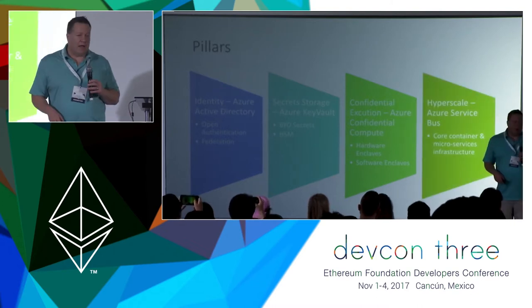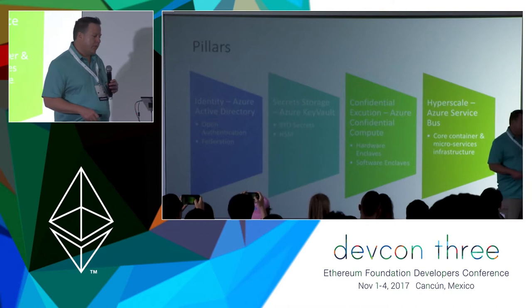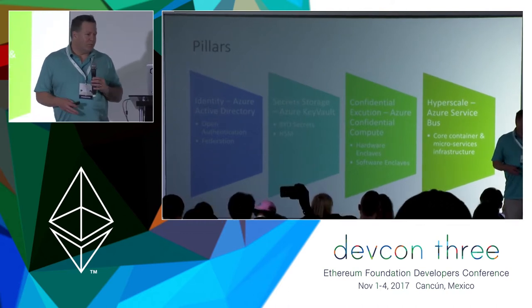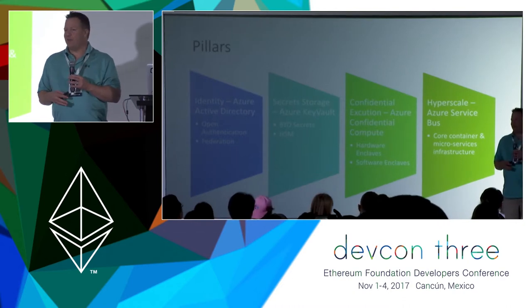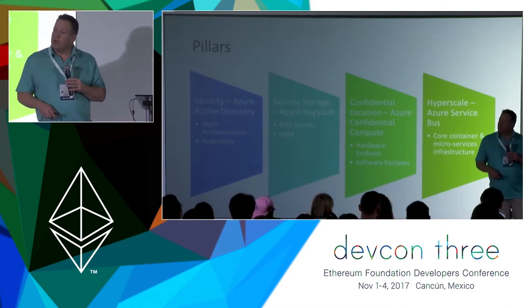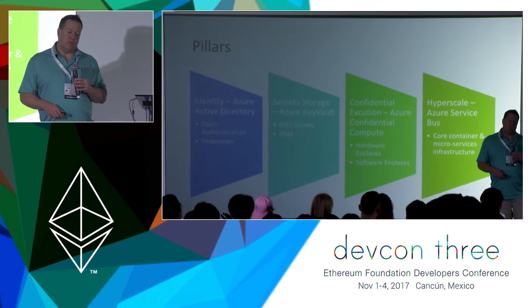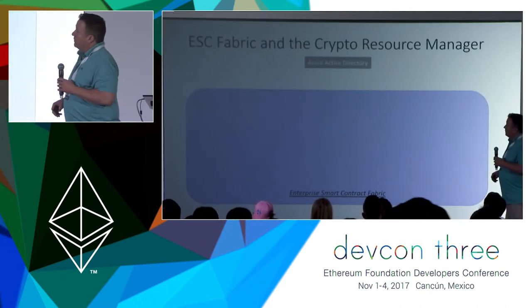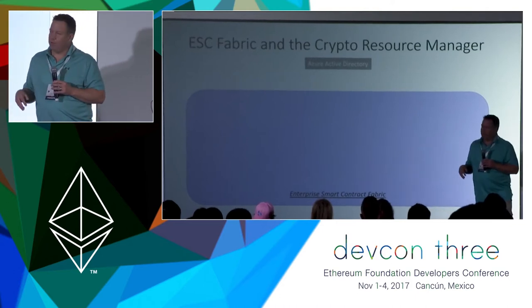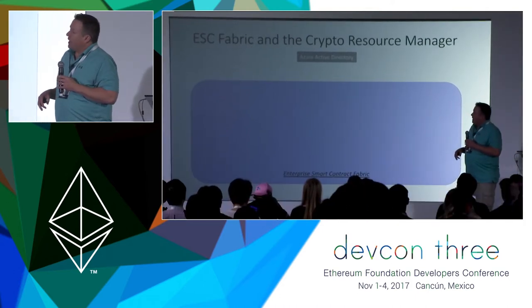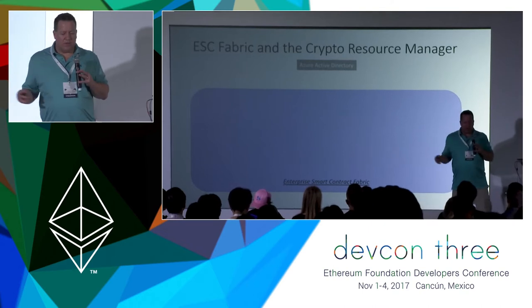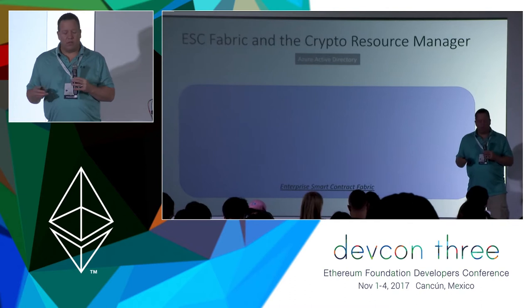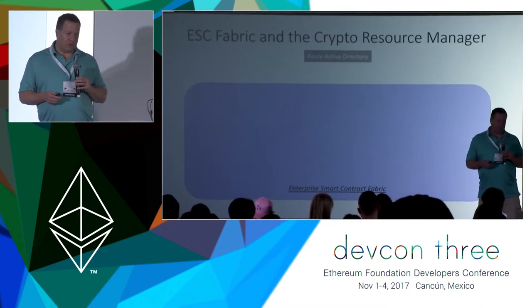And then lastly, hyperscale. So we have a platform that was developed called Service Fabric that runs things like Xbox Live. So we have this massively scalable platform that we can build upon. So let's describe what this does. ESC is the acronym we're using, so Enterprise Smart Contracts. Essentially, under the covers, we call it the ESC framework running the ESC fabric that has some core infrastructure capabilities.